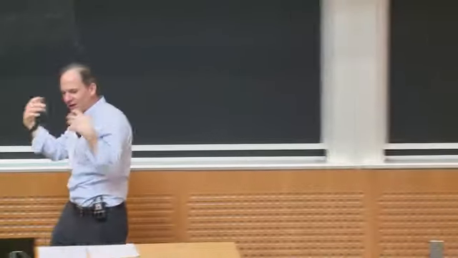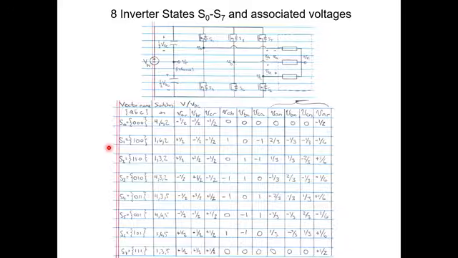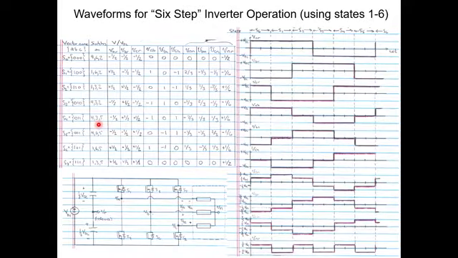Well, I could actively control these devices to follow through those 6 patterns, ignoring 0, 0, 0, and 1, 1, 1. Okay, so those are the 2 I wouldn't use. And this is what it would look like if you did that.